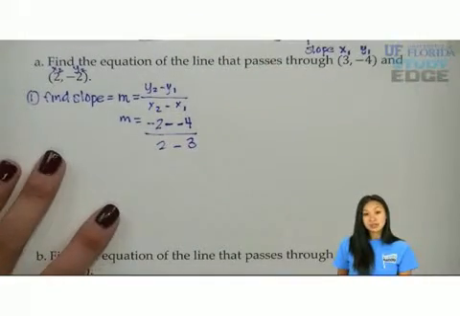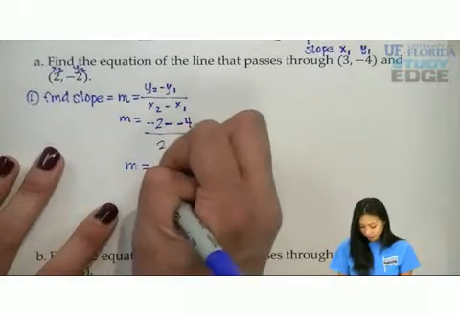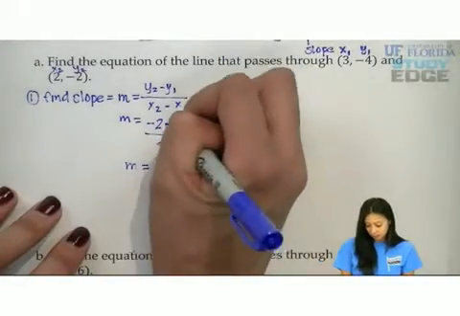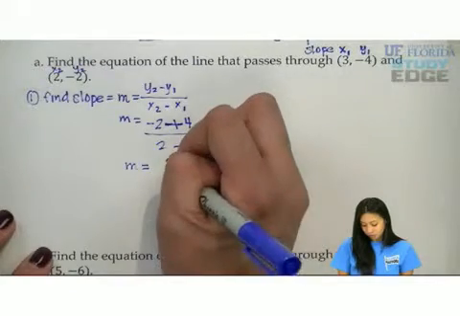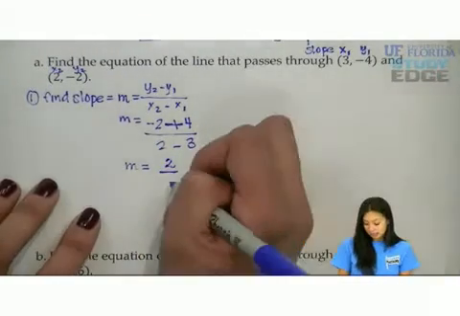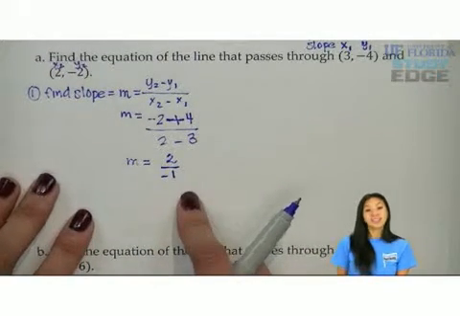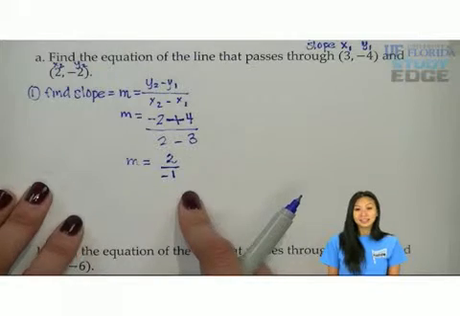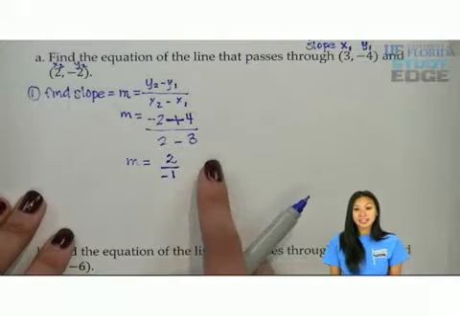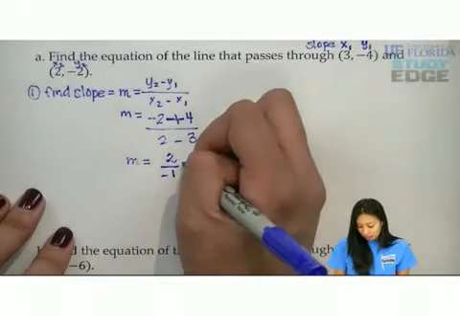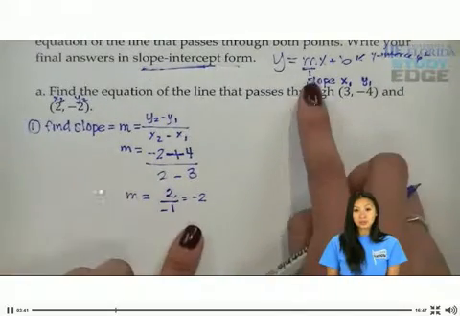Now all I have to do is solve. Negative 2 minus negative 4, 2 negatives make a positive. So negative 2 plus 4 is positive 2. 2 minus 3 is negative 1. 2 over negative 1. Can I simplify this fraction? Of course. A fraction means to divide, so 2 divided by negative 1 is negative 2. So we already got our slope. Our slope is negative 2.